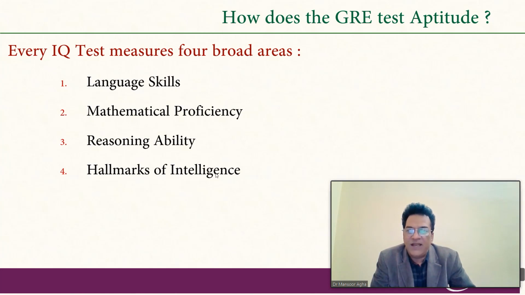Then there are certain behaviors which are shown only by people who are very intelligent, and there are certain number of questions which are based upon these hallmarks of intelligence. And broadly, these are the four areas which get really tested in case of any IQ test.